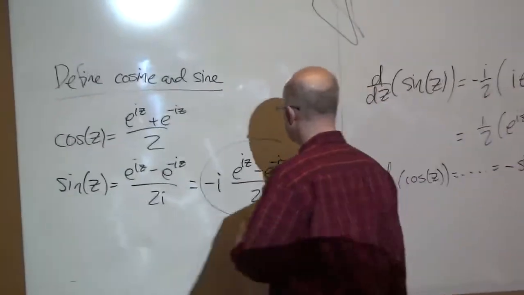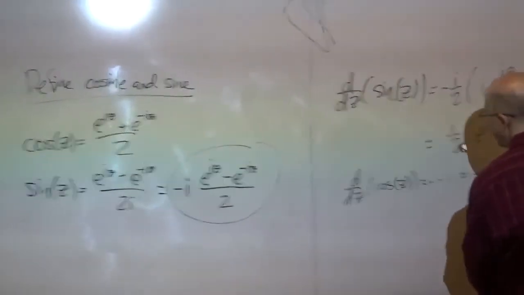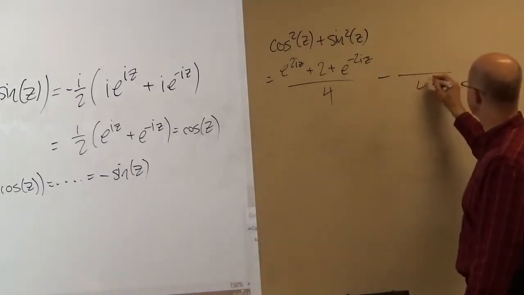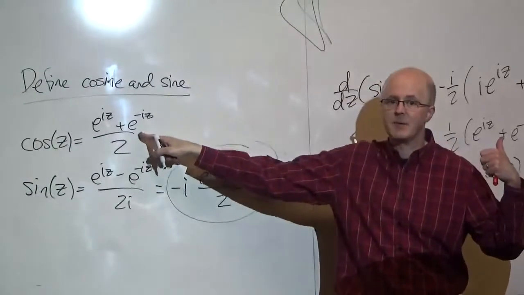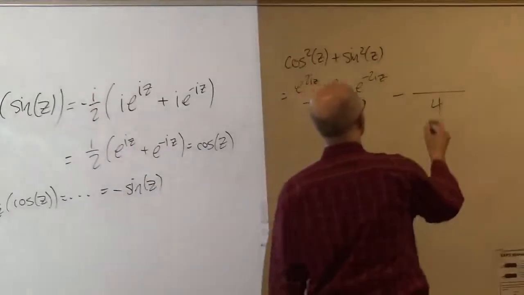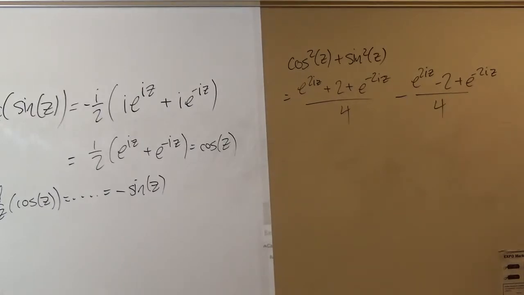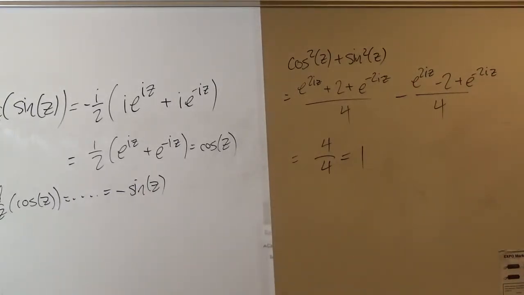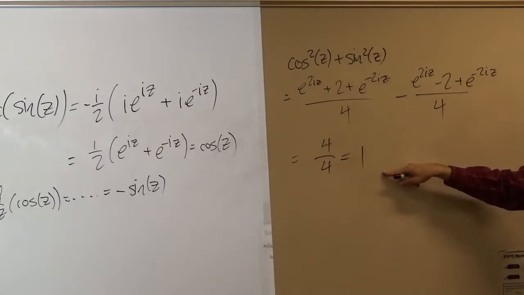Square the sine function, say in this form. Negative i squared is -1. Put a minus there. 2 squared on the bottom is still going to be 4. What happens when you square this out? You get something similar to when I squared that out, except with a -2 instead of a +2. And hopefully you can look at that and say everything cancels except for the constants. And the constants give you 4 over 4, which is 1. So, yes, your fundamental Pythagorean identity still works. I like that, right? That's good. You want that to work.